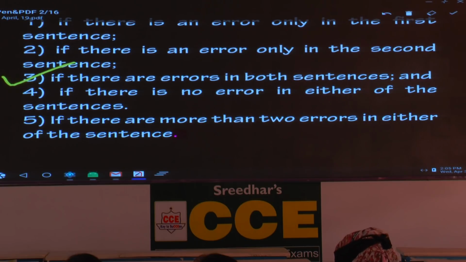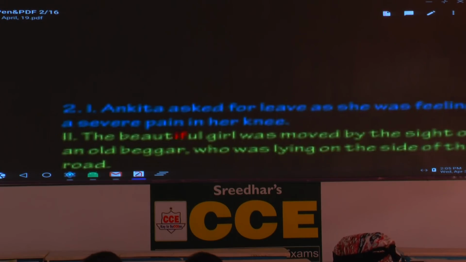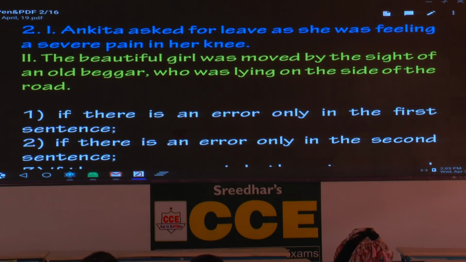Imagine there's a candidate, then he sees the answer, the word goes with all the sentences, and he takes it for granted. That is not a fair thing, that is not a good thing. I have seen a few such problems. We'll go with the explanation. So what is the answer here? Third option. Now we will see the second question.